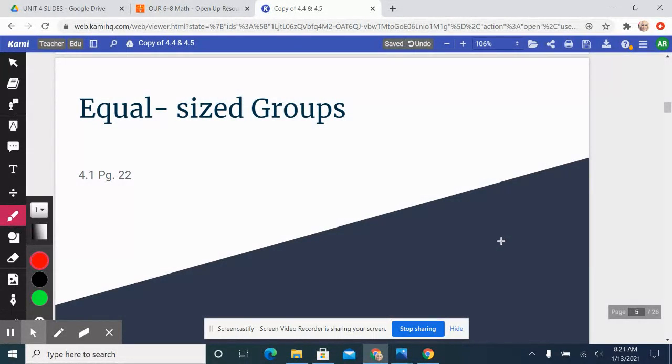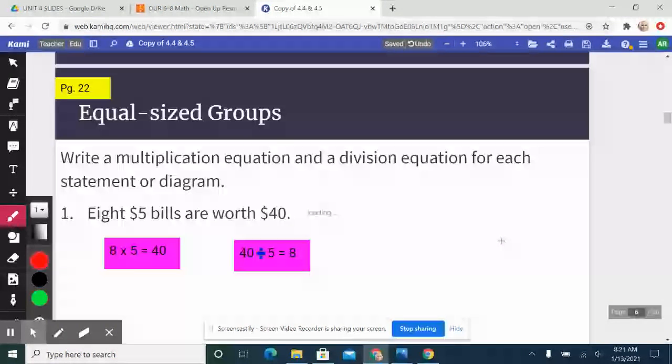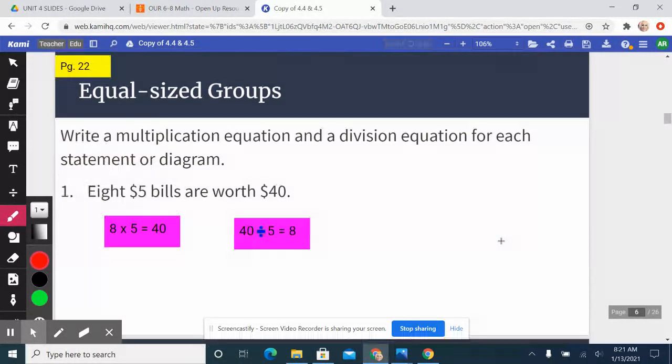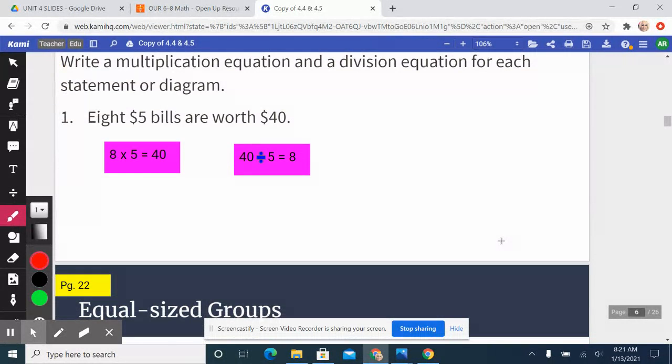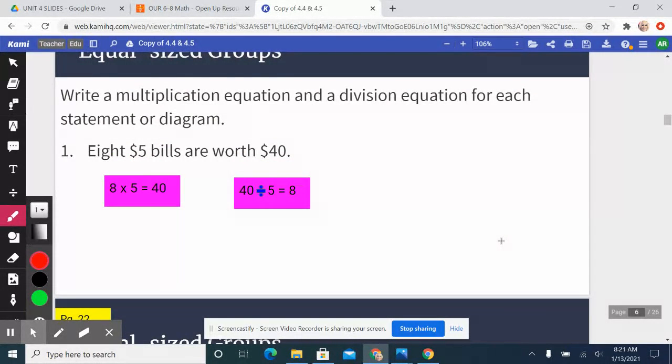So you're on page 22 in book 4. And we're going to start with number 1. So we will be writing a multiplication and division equation for each one. So 8 $5 bills are worth $40. So the multiplication equation would be this one. So 8 times 5 makes 40. And then the division problem, you would do 40 divided by 5 makes 8. Okay, so that's what you're writing there for number 1.